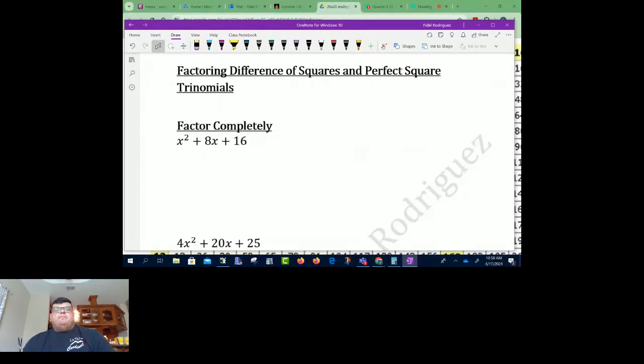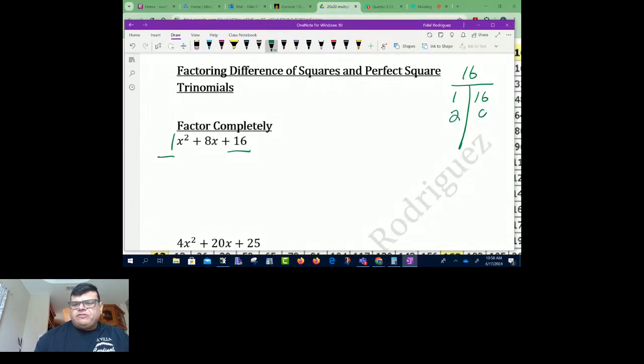So there's something called perfect square trinomials, okay? So look, y'all, the number in front of my x squared is a 1. Am I going to do anything different? Not at all. I'm going to say 1 times 16 is 16. What are the numbers that multiply to 16? Well, 1 and 16, 2 and 8, 4 and 4. I'm trying to find the pair that is going to add up to 8. Positive 4 and positive 4, right? So we're going to write x squared plus 4x plus another 4x plus 16.